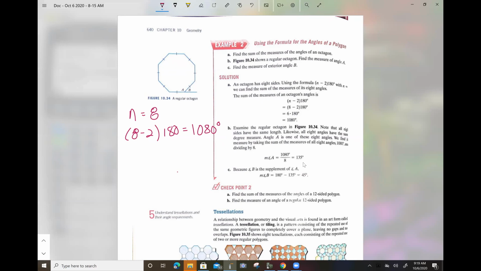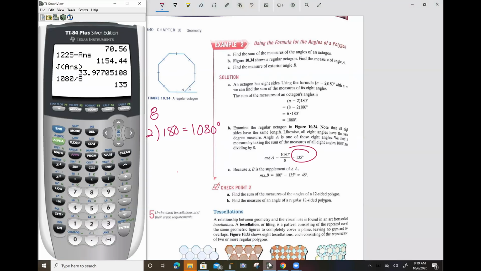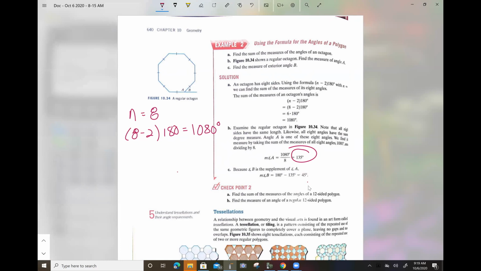Okay. And then it says, oh, so we just did that. We found the measure of A was 135. Yes. And then the measure of angle B is supplementary, which means A plus B is going to add up to be 180. And if A is 135, then B must be 45 degrees.